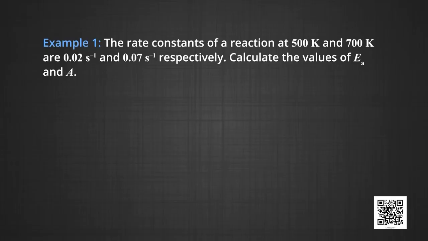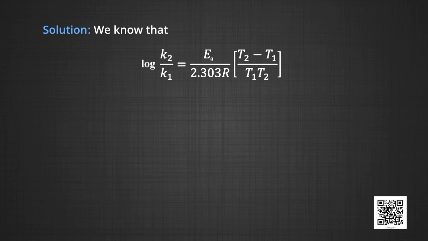The rate constant of a reaction at 500 Kelvin and 700 Kelvin are 0.02 per second and 0.07 per second respectively. Calculate the values of Ea, that is activation energy, and capital A, that is Arrhenius factor. It's a simple numerical based on the expression. Now, we know that log K2 by K1 is equal to Ea by 2.303 R into (T2 minus T1) divided by (T1 into T2).